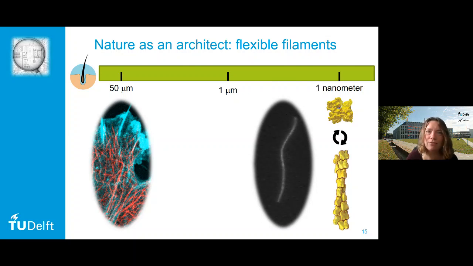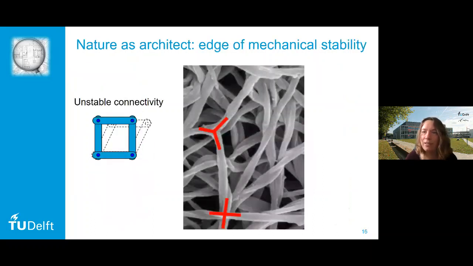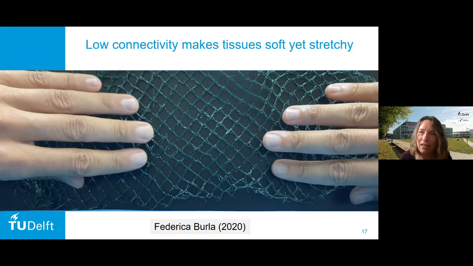And another key difference from the way that a human architect builds is that the connectivity of these filaments is actually very low. So this is an electron microscopy picture of the cables that we find in the extracellular matrix. And you see that where the cables come together, these are the junctions. This is actually only 3-fold or 4-fold, which, if you would build that with Meccano, it would not be stable. And this is a very surprising thing. Nature seeks out the edge of mechanical stability, and that's what we found in our lab is actually key to making your tissue soft but also stretchy.